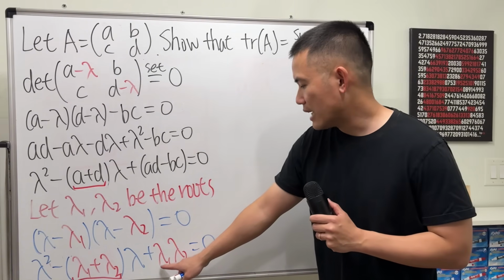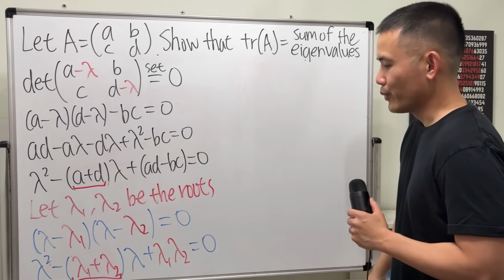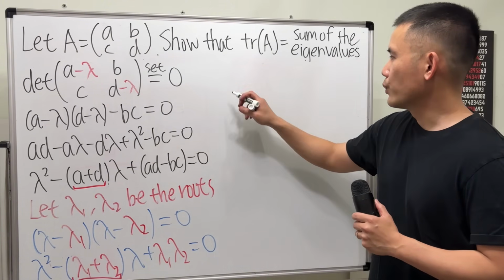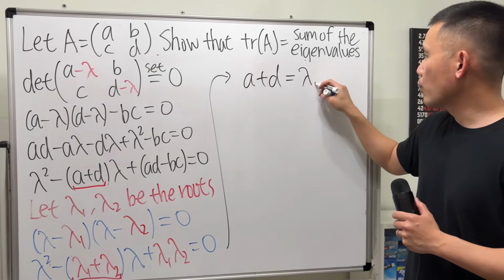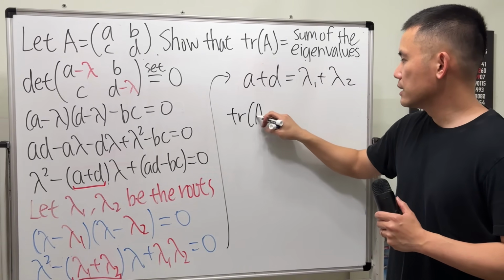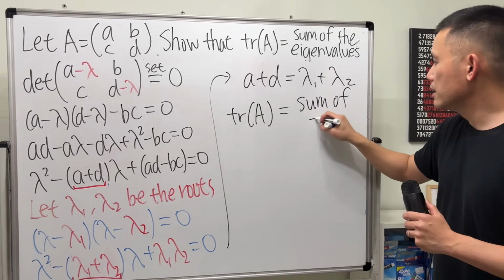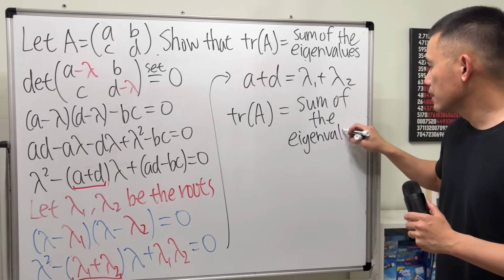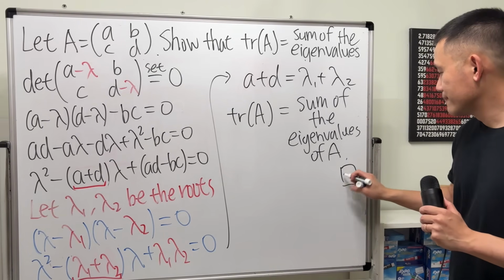And in fact, you can also see that lambda 1 times lambda 2 is equal to the original determinant, which is pretty cool, but we don't need to worry about that. So as you can see, combining these two things, we get A plus D equals lambda 1 plus lambda 2. And this is precisely our trace. And this right here is precisely the sum of the eigenvalues of our matrix A. So we're done.